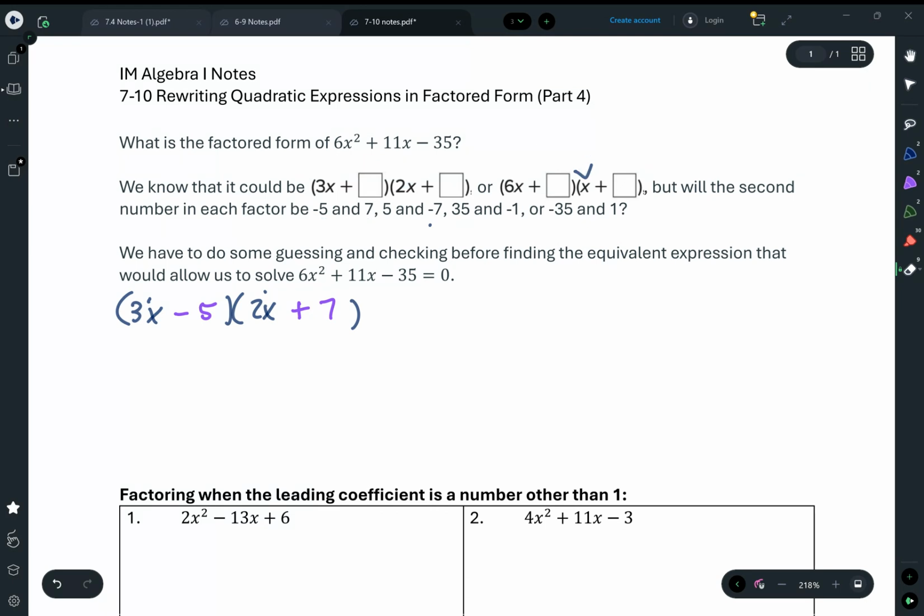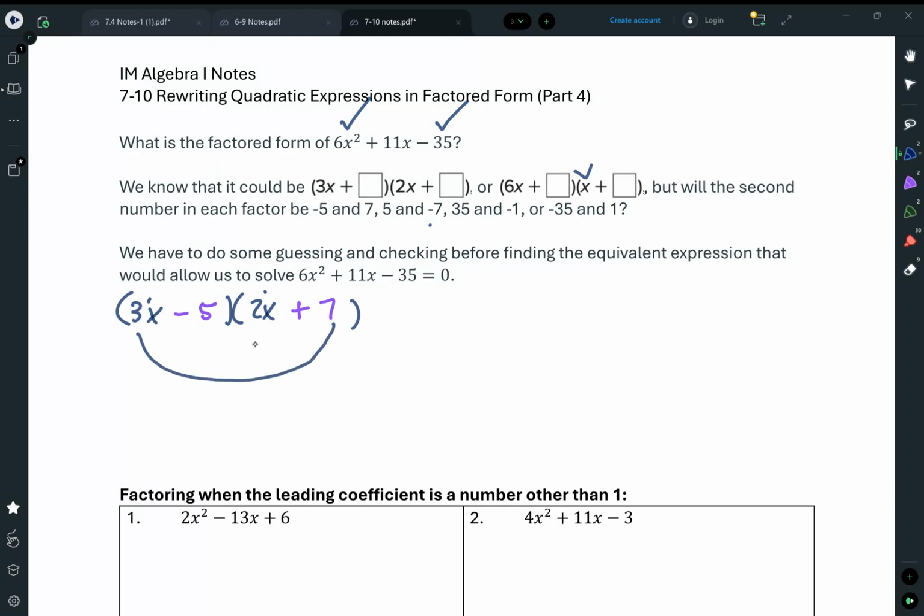I'm going to get rid of all these stray marks up here. So I know that the 6x squared is going to check out. If I look at multiplying my last two terms, negative 5 times 7, that's going to be a negative 35. That also works. So all I really need to check is those inside terms. And the inside terms would be the, or no, I guess that's outer, and the inner ones. Those are the only ones I need to check. I don't need to check the 3x times 2x. I don't need to check the negative 5 times 7. So I'm checking the outer terms, I'm checking the inner terms.